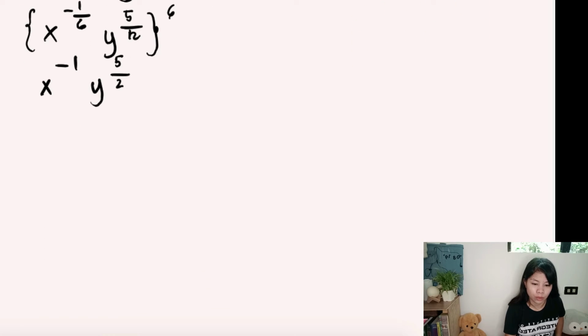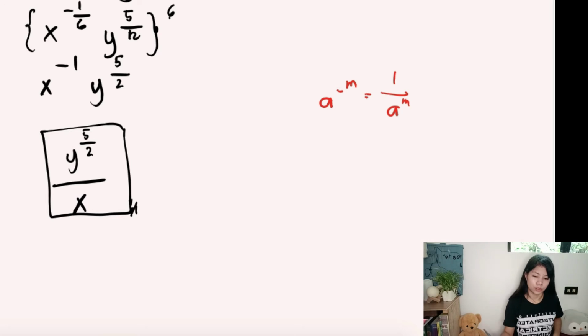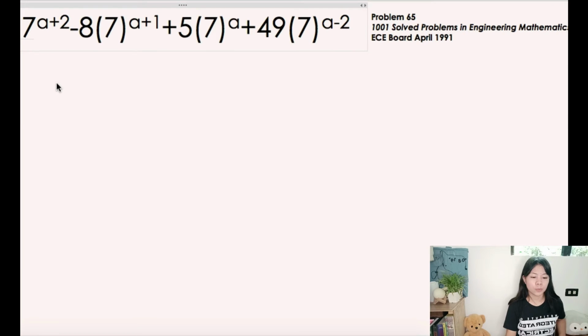Kasi, meron pa tayong law of exponent, kagaya kanina, which is a raised to negative m is equal to 1 over a raised to m. So, the final answer would be y raised to 5 over 2 all over x raised to 1 or all over x. So, this is the final answer. So, kung nasosolve nyo na to, guys, congratulations kasi ibig sabihin na paghahalo-halo nyo na yung lahat ng laws of exponent. Okay? So, this is problem 65 from the same book, 1001 Solved Problems in Engineering Mathematics.